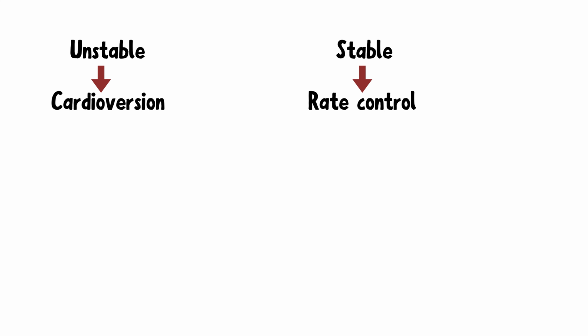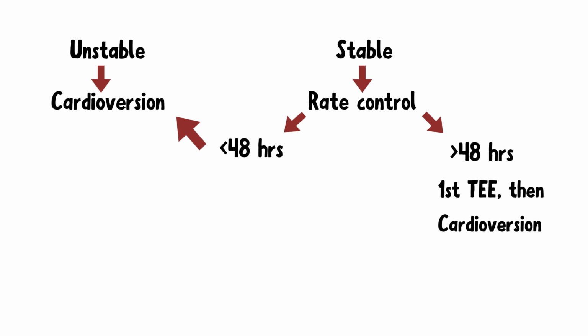So how do you manage atrial fibrillation? If the patient is unstable, you need to cardiovert the patient as soon as possible. If the patient is stable, you can start them on rate control and assess if the atrial fibrillation started in the last 48 hours or has been present for greater than 48 hours. If it's less than 48 hours, you can cardiovert these patients. If not, you have to do a TEE and then you can do cardioversion.